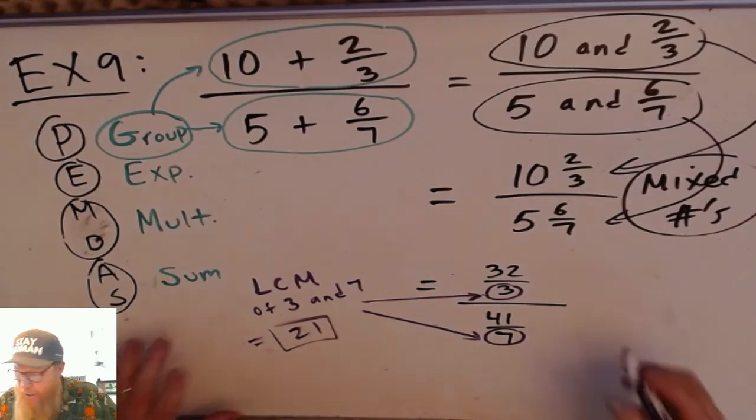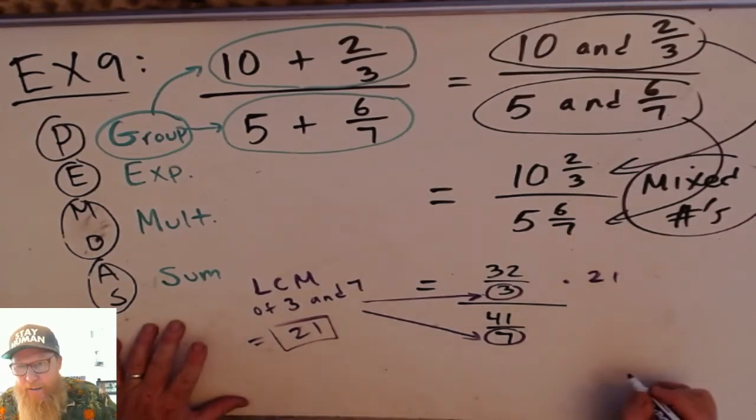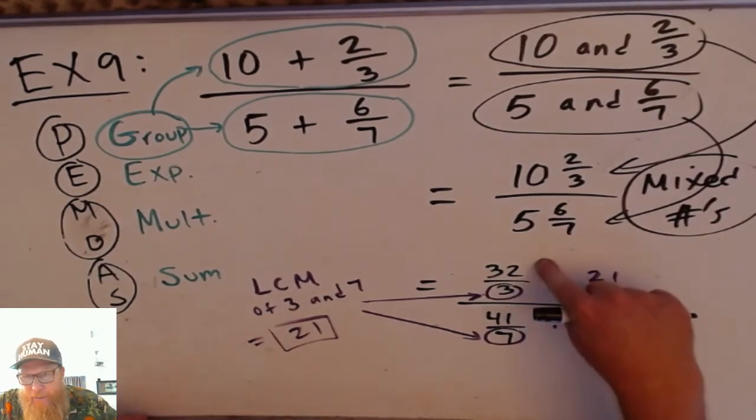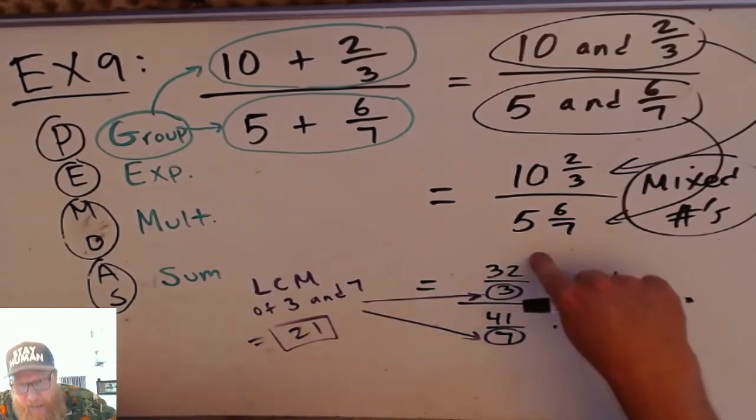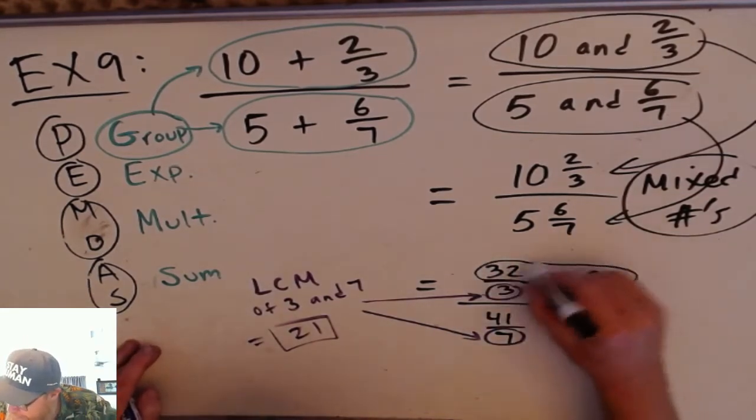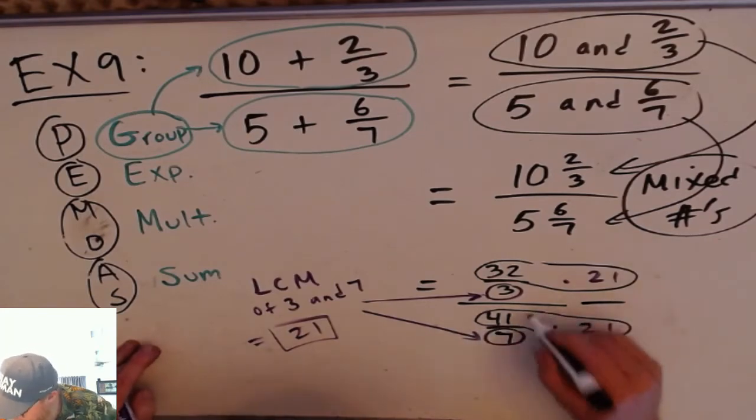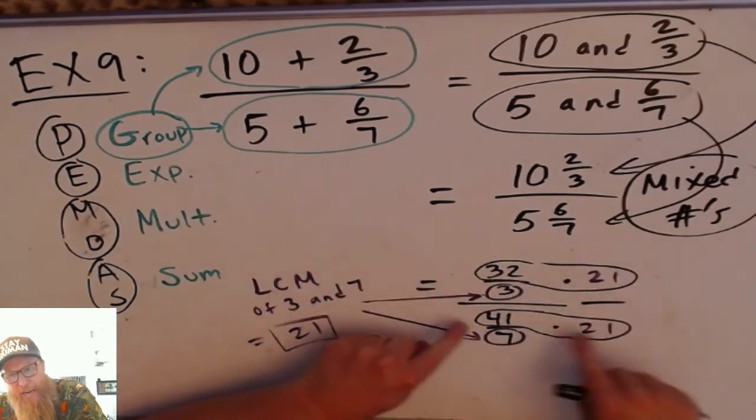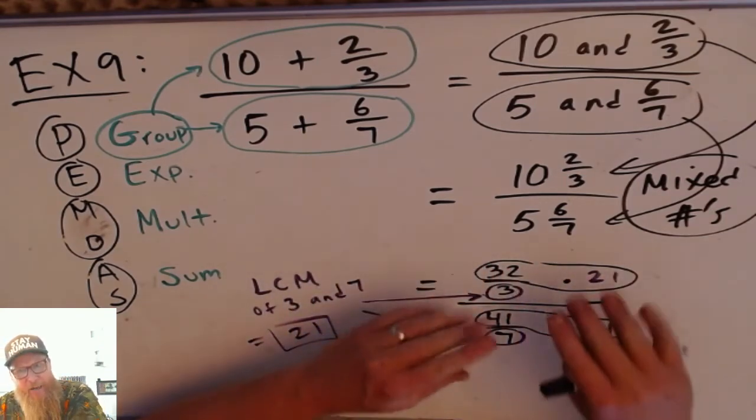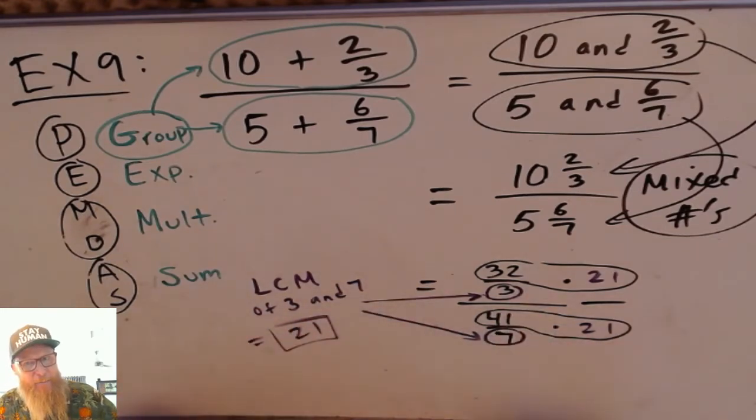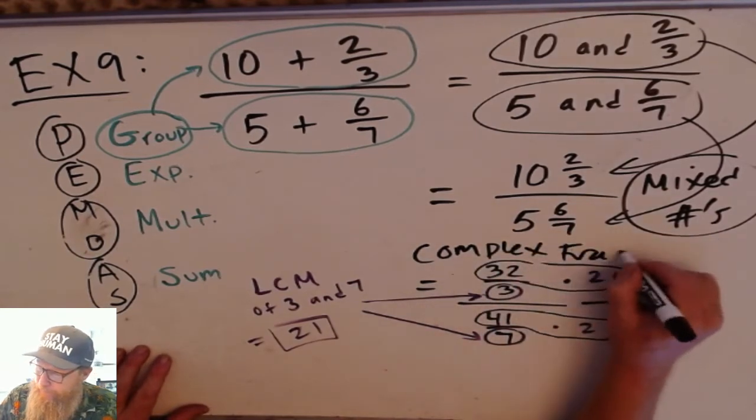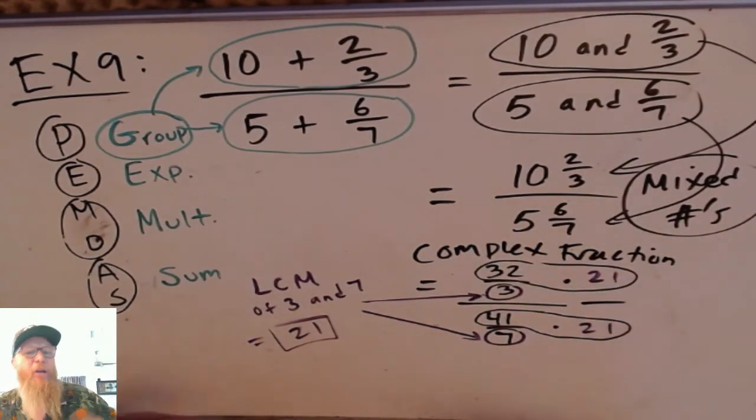Now check this out. You're going to multiply the top by 21, and you're going to multiply the bottom by 21. And I don't mean the top, I mean the top of the top and the top of the bottom. That's a mouthful, but only multiply the tops, the numerators, of the numerator and the denominator. All right? This is called a complex fraction. Some people call it a compound fraction. Complex and compound mean the same thing.